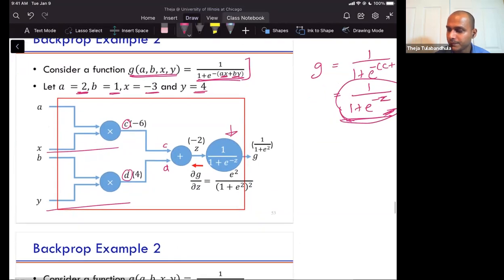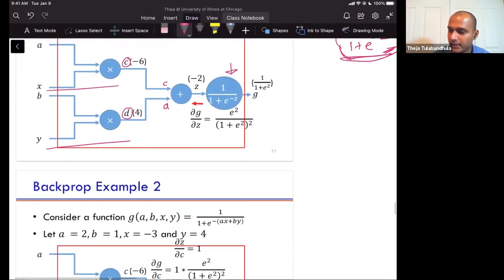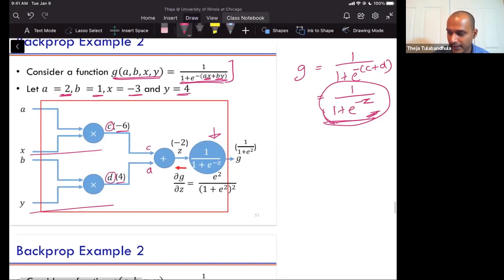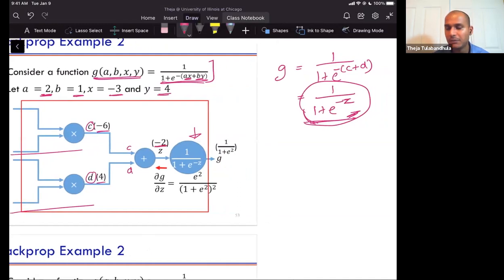So before we get to gradients, let's see what the function evaluation itself is. So a times x. a is 2, x is minus 3, so it's minus 6, a times x. So that's what's written in the brackets here. Similarly, d, which is equal to b times y, is 4, right? And then z is the sum of these two, which is equal to minus 2 here. And then 1 by 1 plus e to the power minus z is 1 by 1 plus e to the power 2. Okay, that's the output.